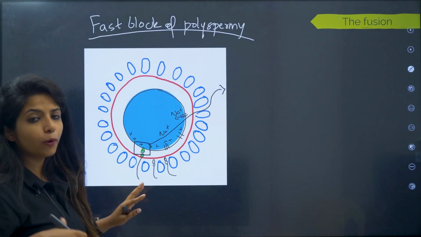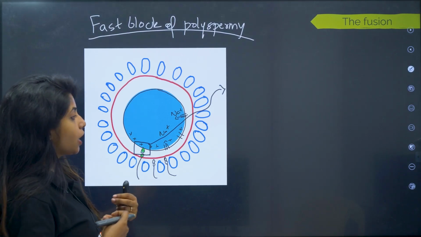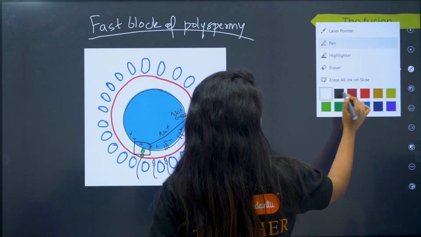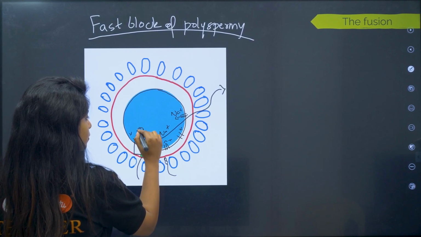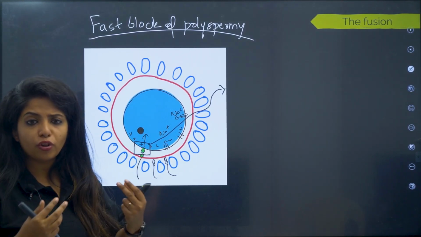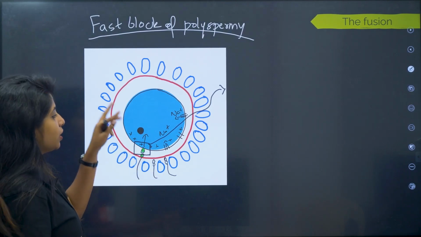Now, can you stop the polyspermy because of just this? No, you need to have something more. So what can you do as an extra thing? The next thing that happens is the sperm basically gives out the nucleus. Okay, the sperm also contributes its nucleus. The sperm nucleus is bigger than the sperm, please don't mind. Okay, so it gives out the nucleus.